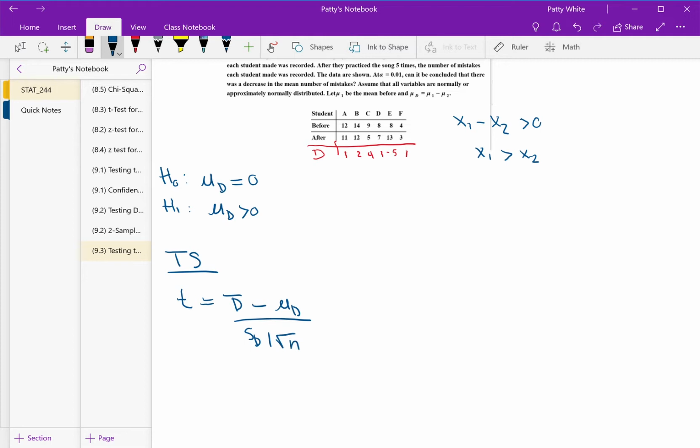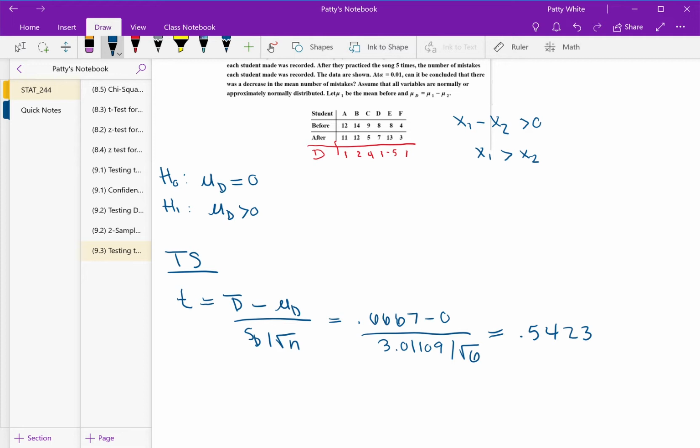All right, so d bar would be the sample average of my differences, which we found to be 0.6667. Mu d, as we look back up at our hypothesis, is equal to 0. The standard deviation, which we got from our calculator, we could have done one variable statistics and got the sample standard deviation to be 3.01109, divided by the square root of 6 because we have 6 samples. When we plug that in our calculator, we should get approximately 0.5423.